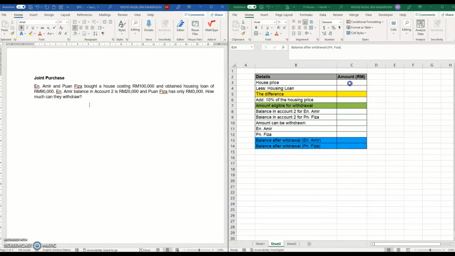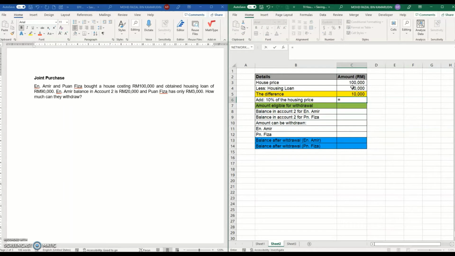Like in the individual case, prior to that, make sure we develop this kind of table. These are the items that you have to put in the table. The first thing is the house price, 100,000. Then less the housing loan, 90,000. We get the difference, the house price minus the housing loan, which is 10,000.